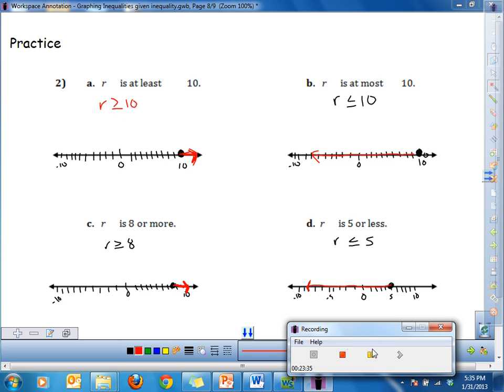Alright, here are the solutions to practice set number 2. So go ahead and take a minute to check your answers. And then if you have any questions, make sure you write them down and come back to class with them.